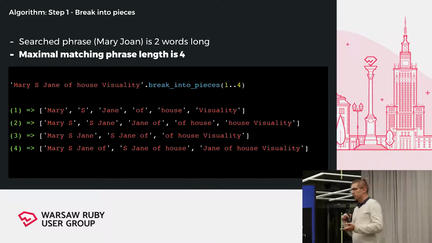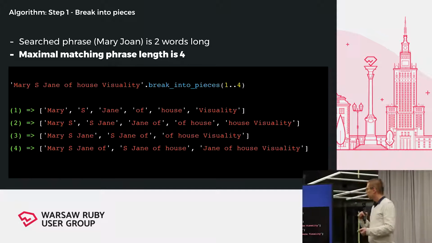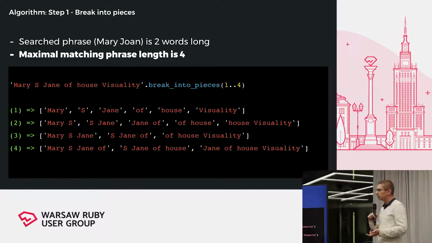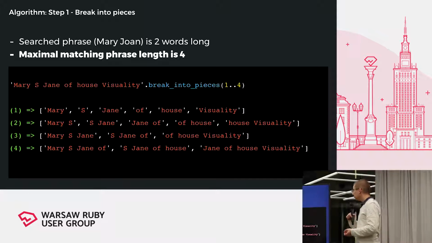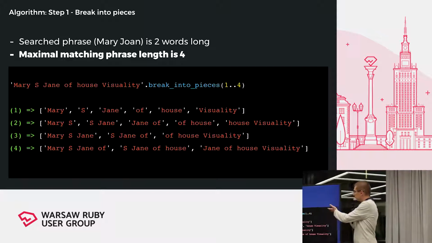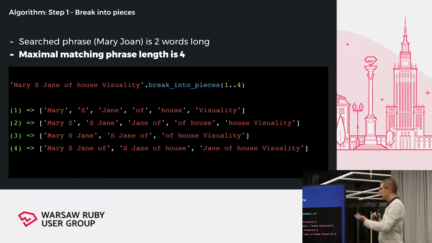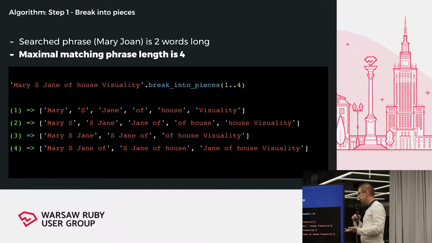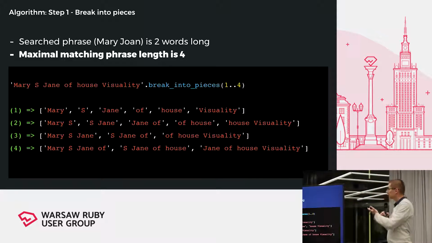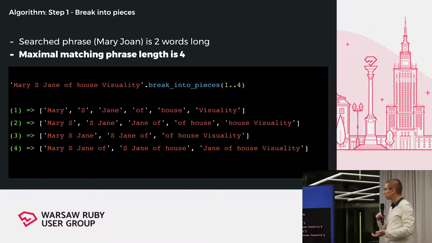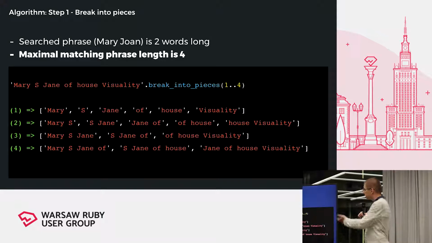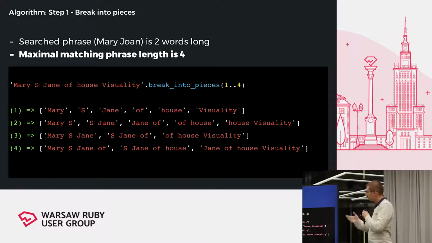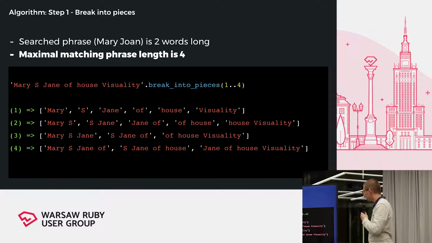The algorithm has only 3 steps. It's in fact very simple. Let me explain. The first one is break into pieces. We take our text, where we look for a phrase, and break it into pieces. We break it into pieces of 1 word, of 2 words, and so on. What's the largest piece? Well, it's the maximum matching phrase that we defined in the second assumption. So the search phrase is Mary John, which is 2 words long, so the maximal phrase length is 4. This way, we break our text into pieces from 1 word to 4 words.